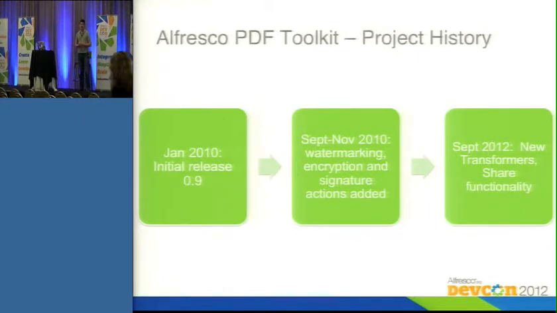And then around September 2012, we actually got ready to launch the new version, this version 1.0, which added some new transformers and also brought it up to speed for Alfresco 4, including Share. Previously, we only worked through the Alfresco Explorer interface. None of these actions were available through Share, except through some fairly convoluted content rule configuration.